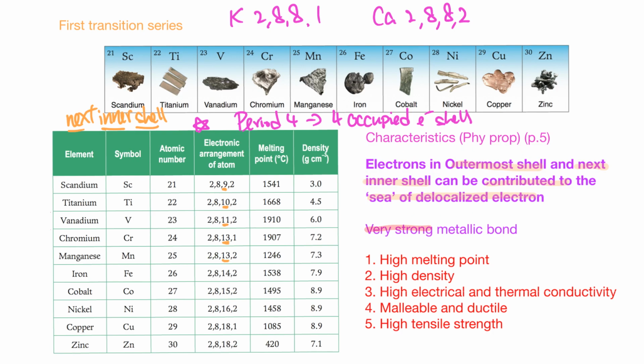Basically, in this chapter, the key point is that the electrons in the outermost shell and the next inner shell can contribute to the sea of delocalized electrons. So this statement is very, very important. It explains a lot of properties of transition elements.